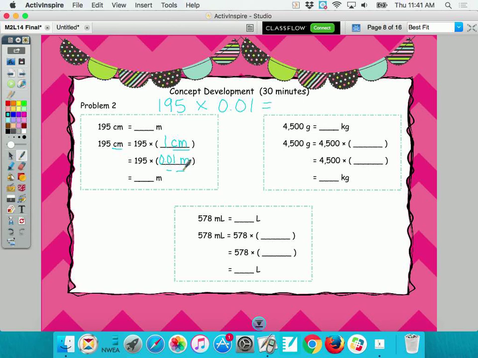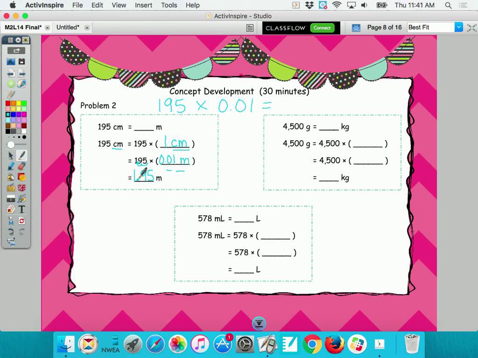Let's see if he's right. So how many decimal place values is this? 2. So I'm going backwards 2 because I'm actually dividing. So what do I have? Is he right? The decimal's after the 1? Yes, it is. And it makes sense if you think of it like that. When I multiply times a number that's less than 1, my answer is going to be less than what I started with. So you wouldn't want to make this 19,500. That makes no sense because it's got to be less than what you started with.